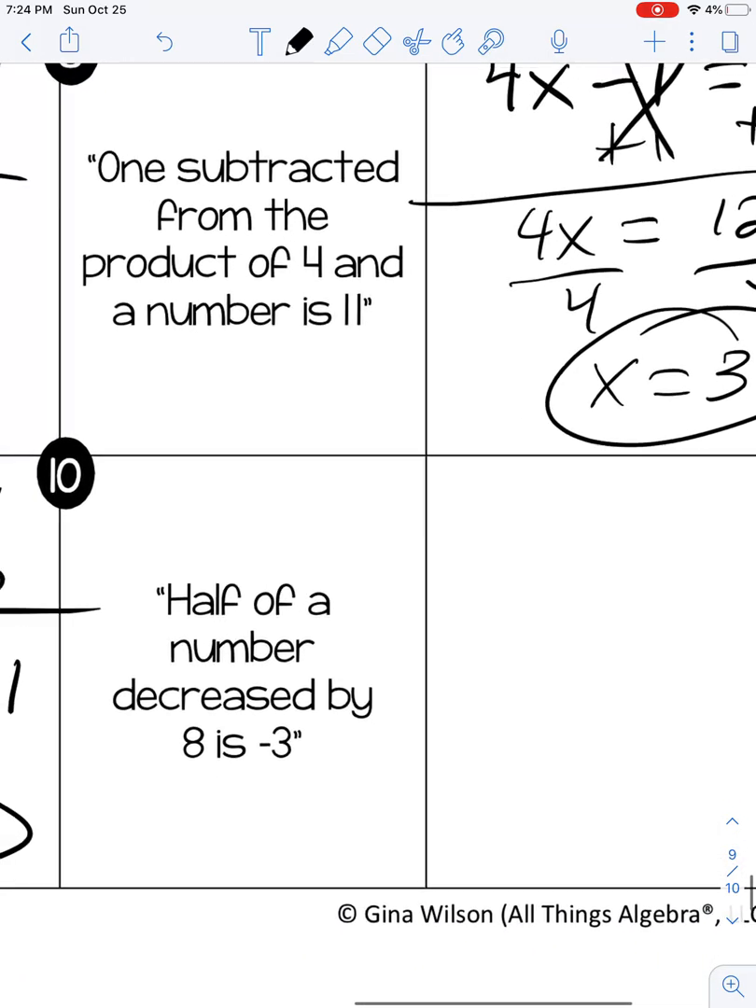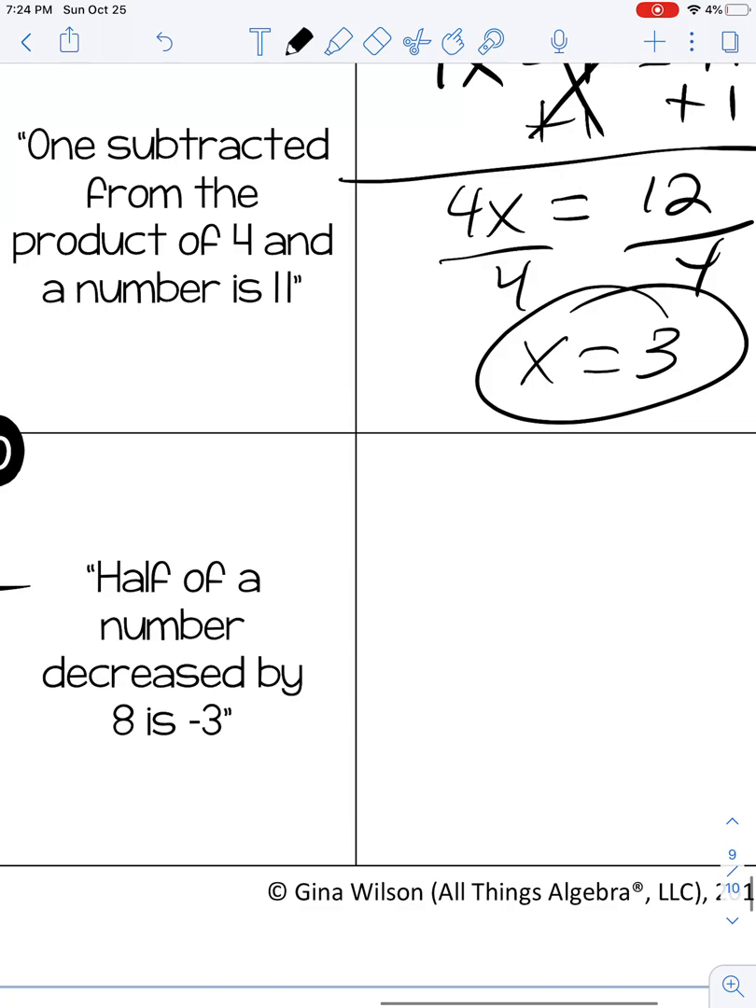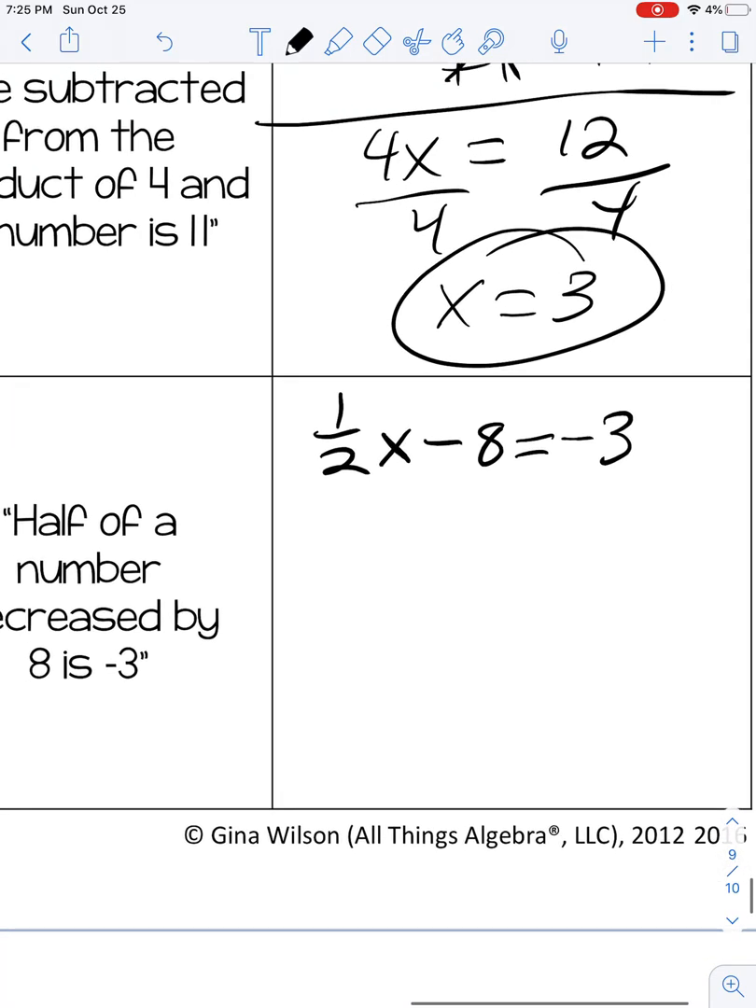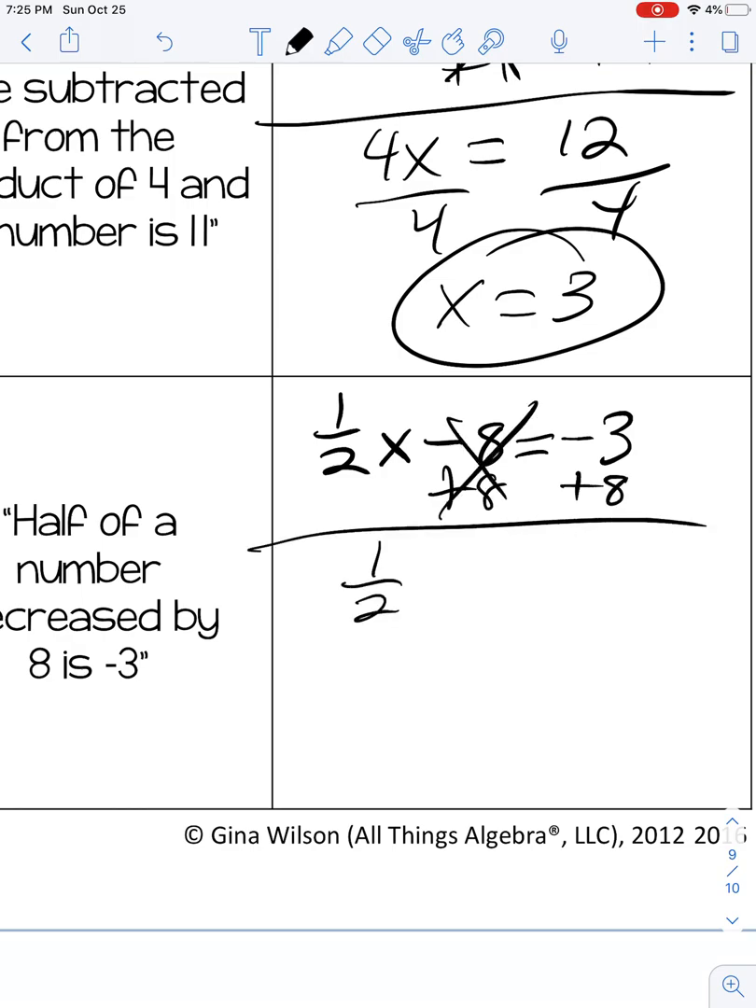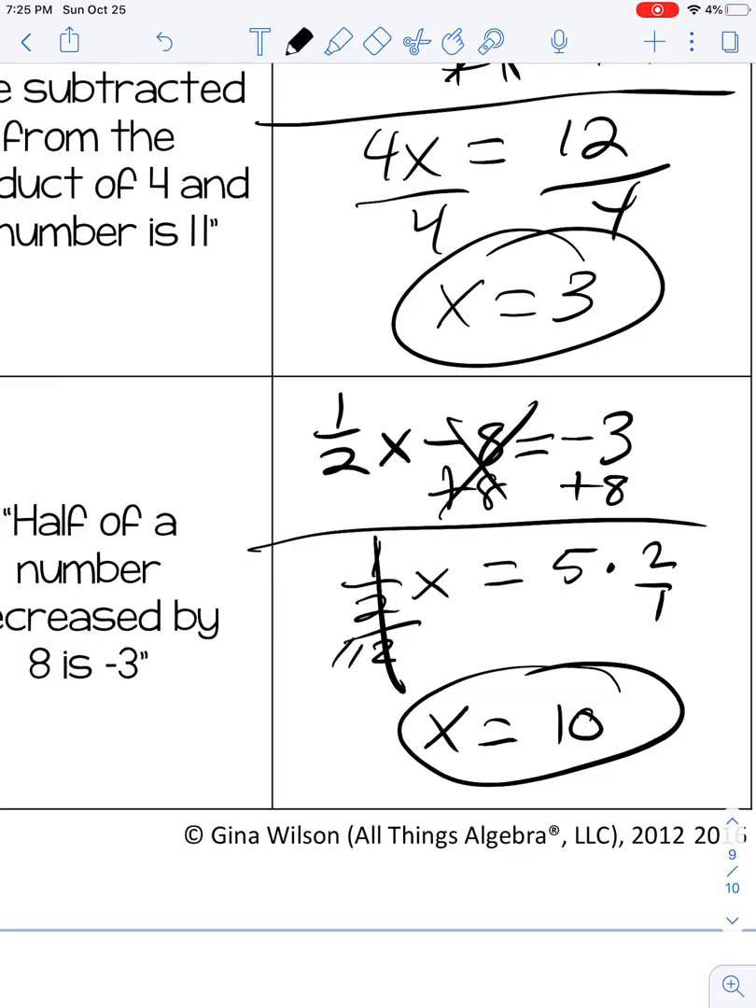Last one. Half of a number. So that means 1/2 x, decreased by 8 is -3. All right, so we're going to add 8. We get 1/2 x equals 5. Anytime that you divide by a fraction, you flip and multiply on the other side. So x equals 10 over 1, or just 10.